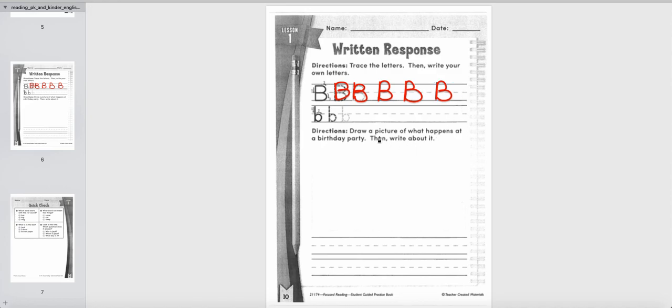Good job. Now we're going to go ahead and trace and write the lowercase b. You start at the top again, you go down, and this time you're only going to do a circle on the bottom. Good job. Go ahead and trace it again. Okay, go ahead and write it 3 more times. 1, 2, 3.